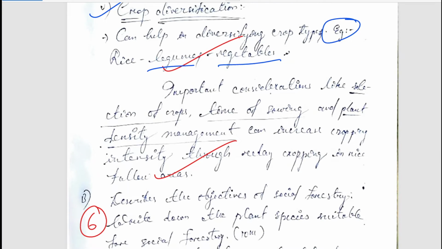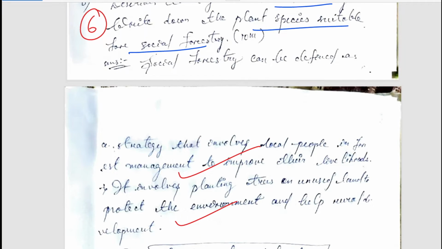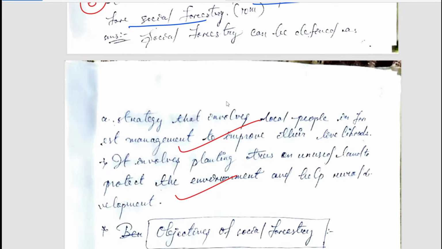So this was the question. Now the next question is, describe the objectives of social forestry and write down the plant species suitable for social forestry. What is social forestry? It can be defined as a strategy that involves local people. Whenever the word social comes, citizens are involved. So it involves local people in forest management to improve their livelihoods. Basically, when local people come to manage the forest, that is known as social forestry.